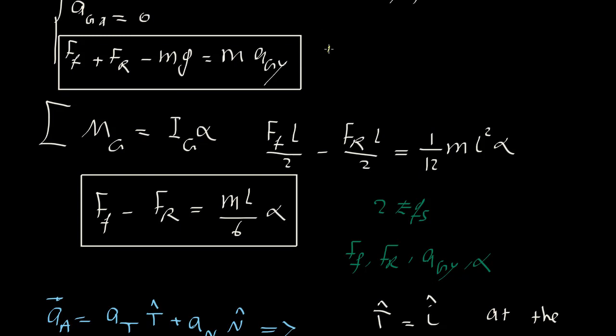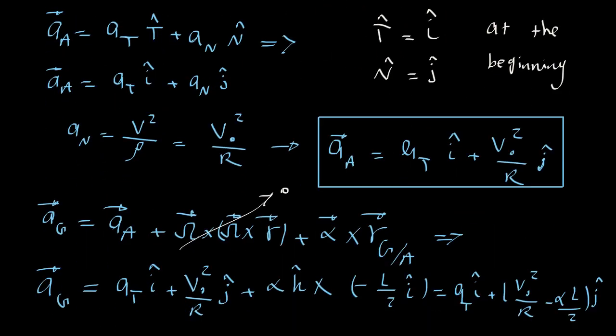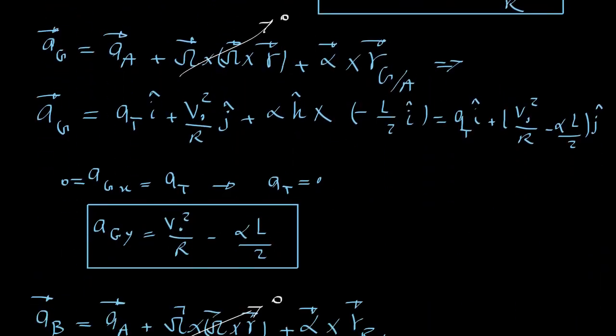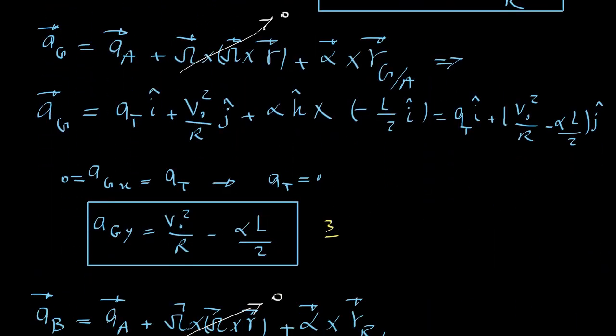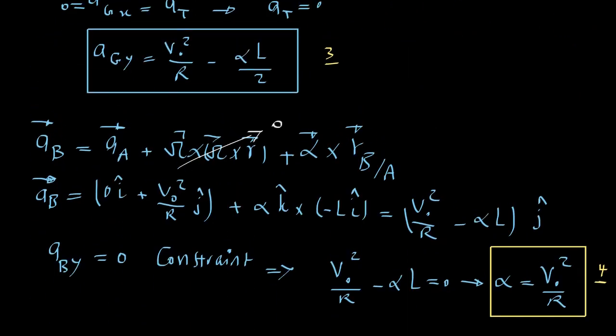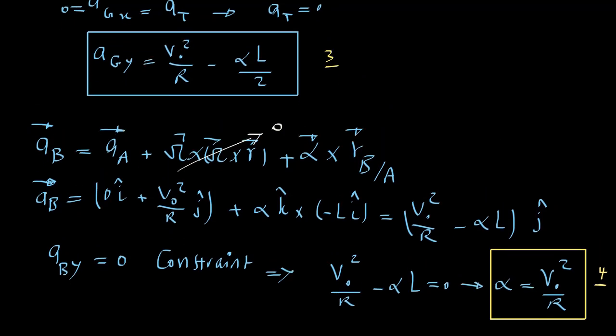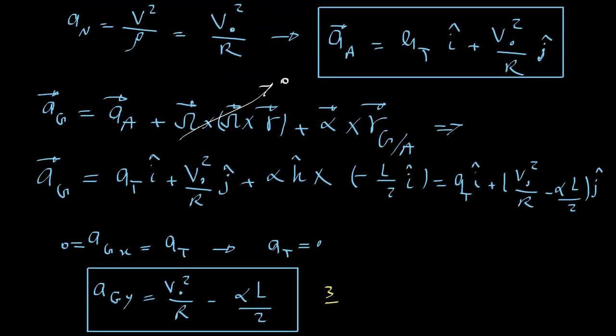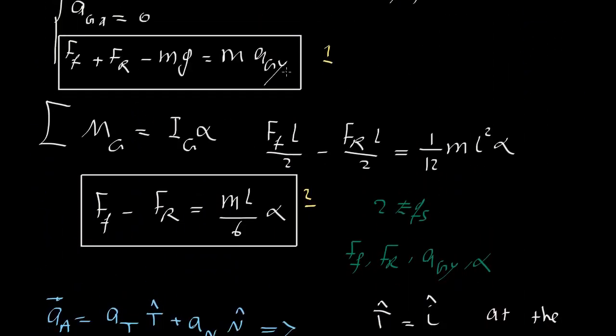This is the first equation we have. This is the second equation. This is the third equation, and the fourth equation is just an alpha, which is nice because we can find alpha. So here I can say that AGY, let's find also AGY here, and then substitute AGY into this equation. And also we have alpha, so we get 2 equations on f of f and f of r.